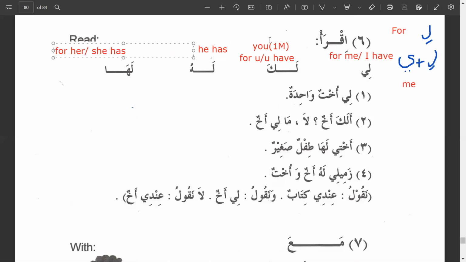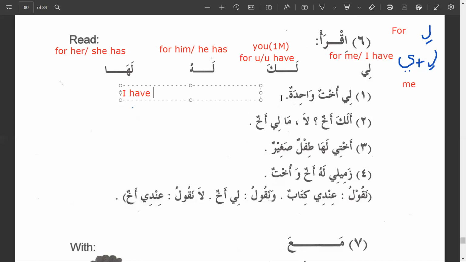Okay, now translate this, because this is just a reading exercise, so you just need to translate it. Li ukhtun wahidatun. Li means I have. Ukhtun, one sister. Wahid is one. Okay. And tun is coming because it is a sifa of sister.